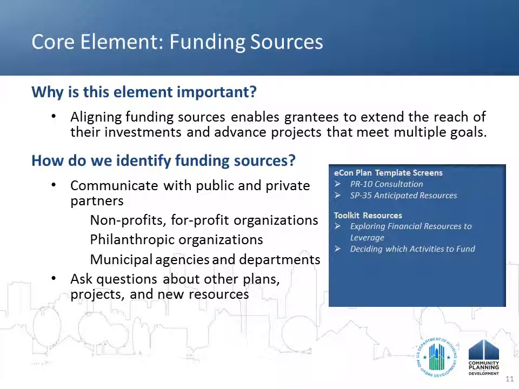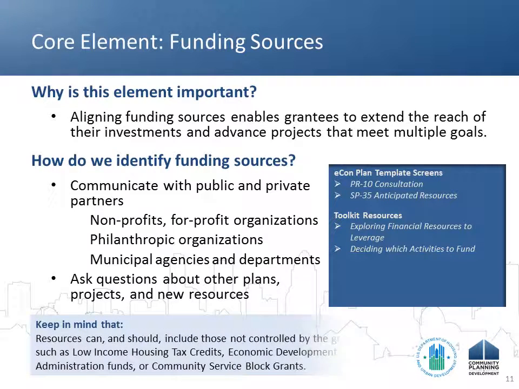Some questions you should seek to answer include: what resources are identified in other local plans? What funding sources have other recently completed projects used? Who are the project's partners and sponsors? What resources are available through local funding agencies and housing finance agencies? Have other local agencies, grantees, or partners received new funding from the state, federal government, or the private sector? Keep in mind that you should not limit potential funding sources to those identified above, but should explore federal and regional as well as local sources.